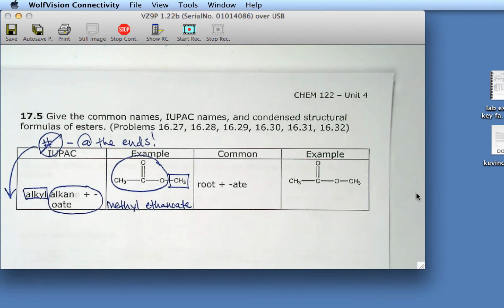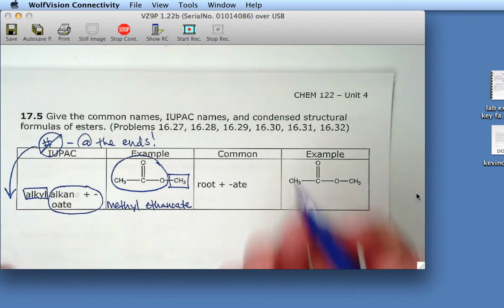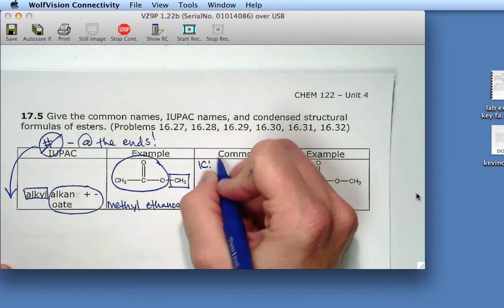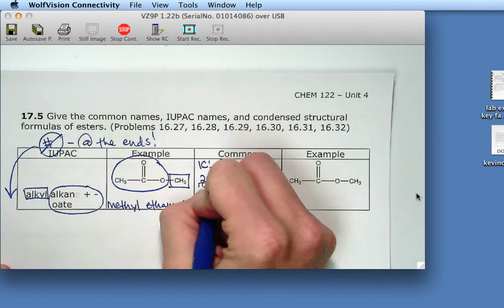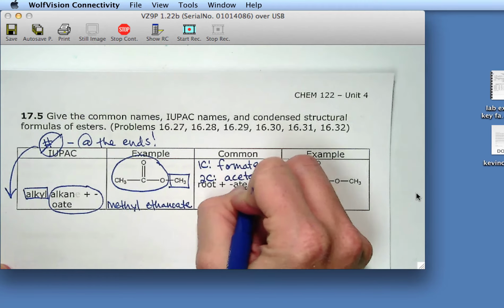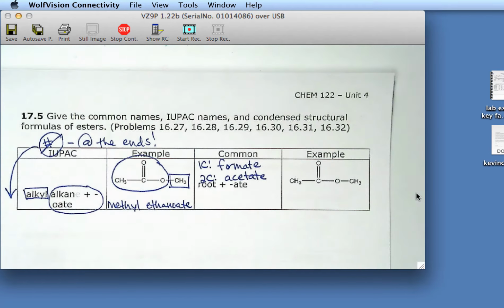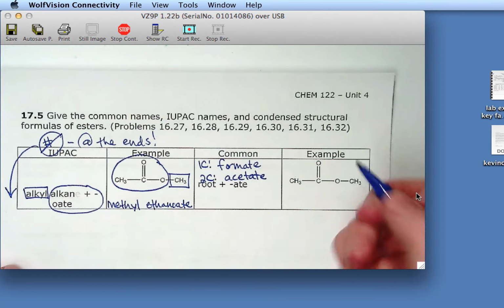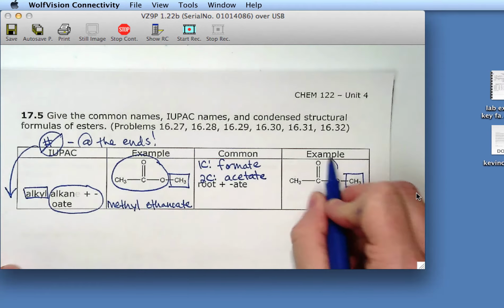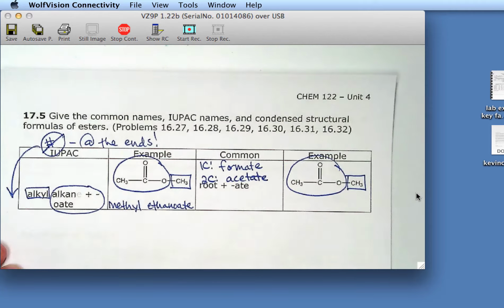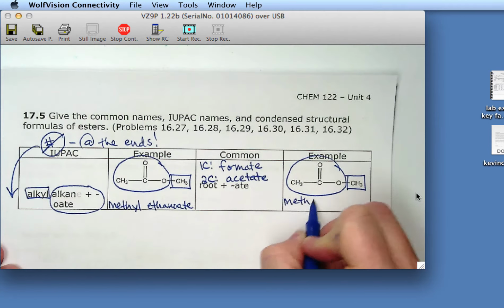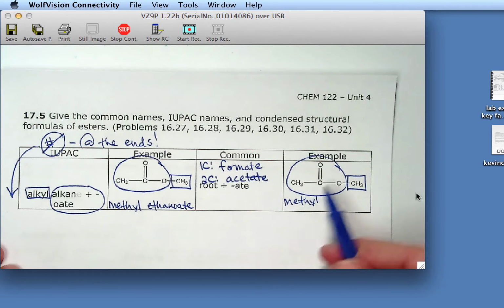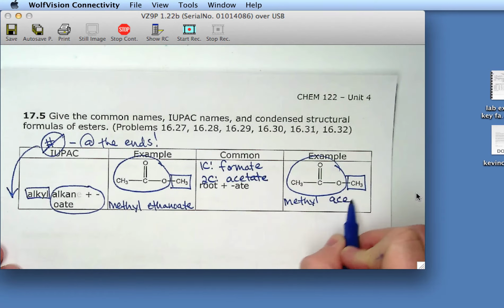Common names, again, you're very restricted by your roots to form and acet. So a 1 carbon ester would be formate. 2 carbon would be acetate. Doing square, circle helps with common, even with common. So this would just be methyl, and it's a 2 carbon. So methyl acetate.